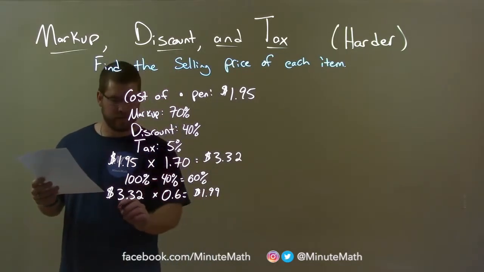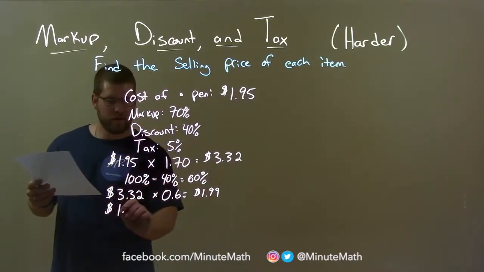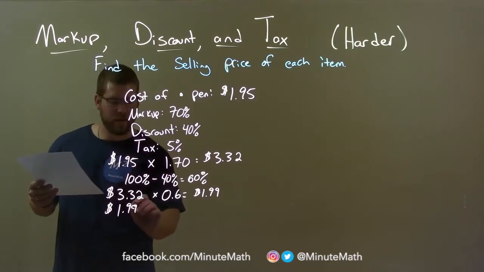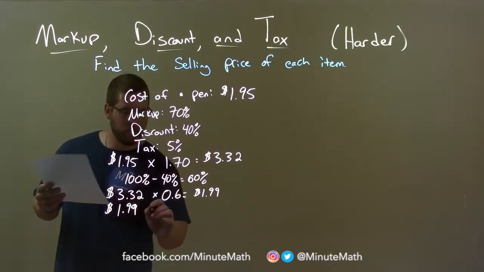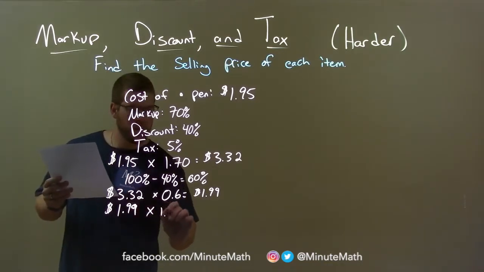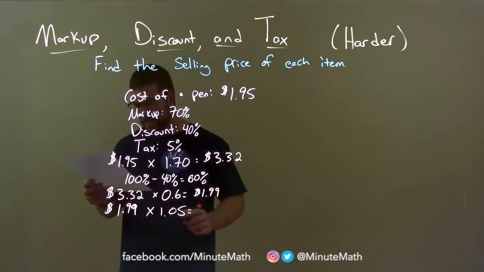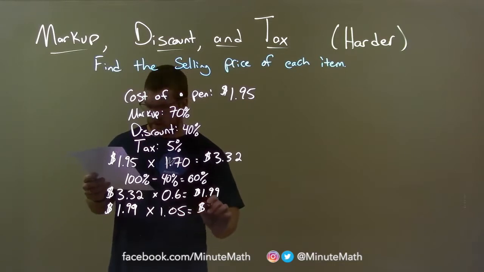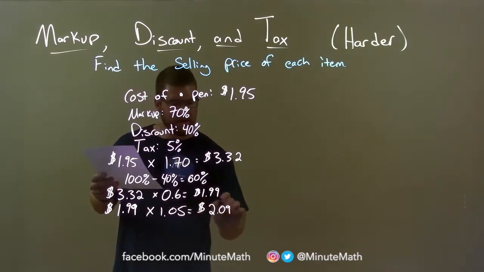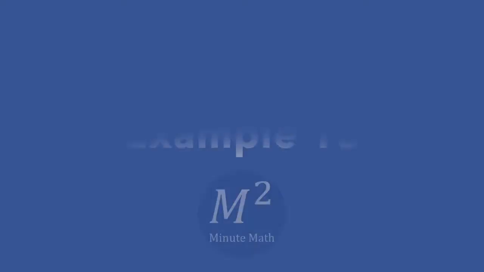Okay, now we got to pay taxes. Can't forget to pay your taxes. So we take the $1.99 and multiply that by 1.05. 1.05 represents a 5% tax. It gives us a final answer of $2.09. All right.